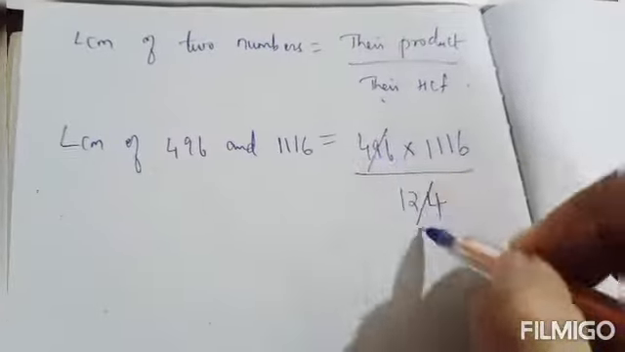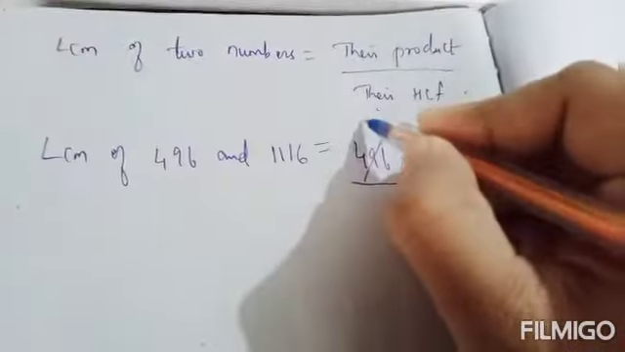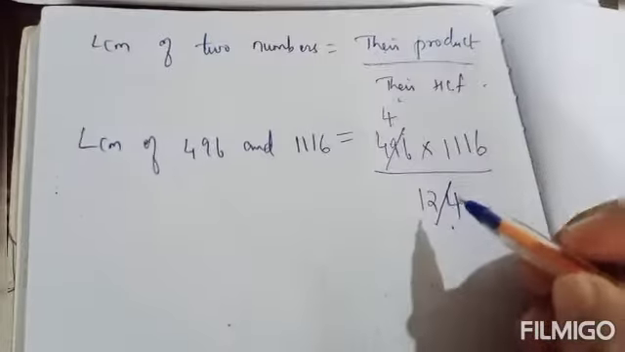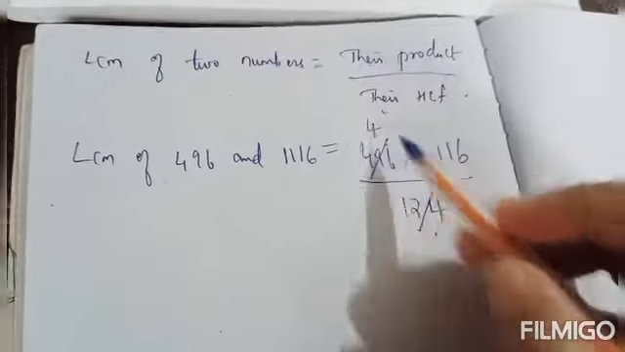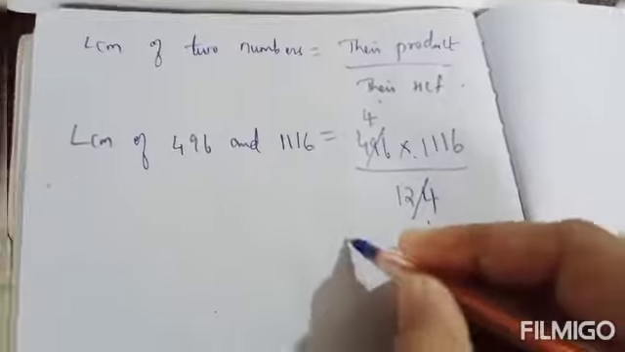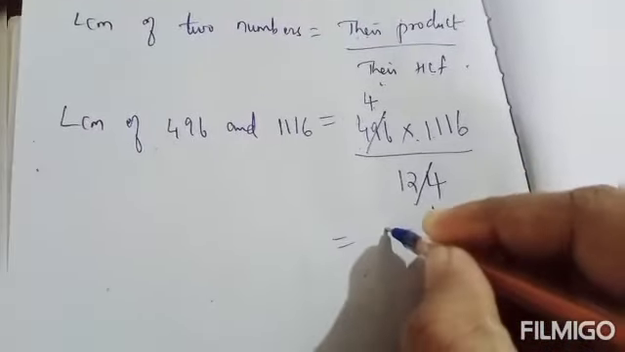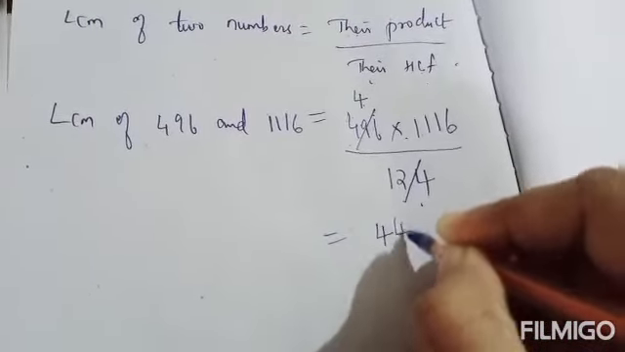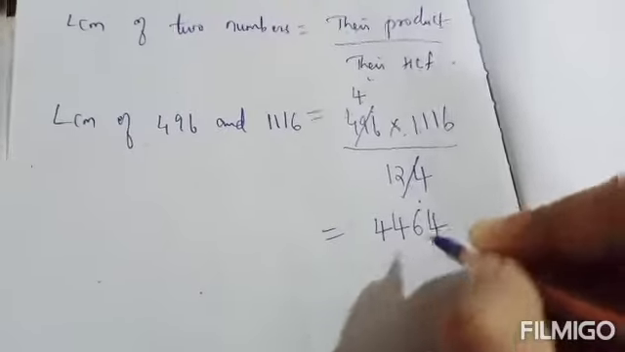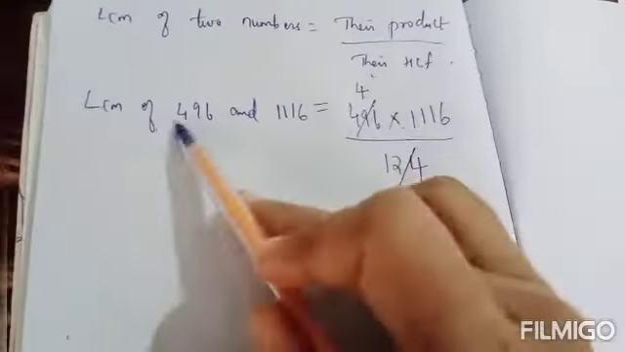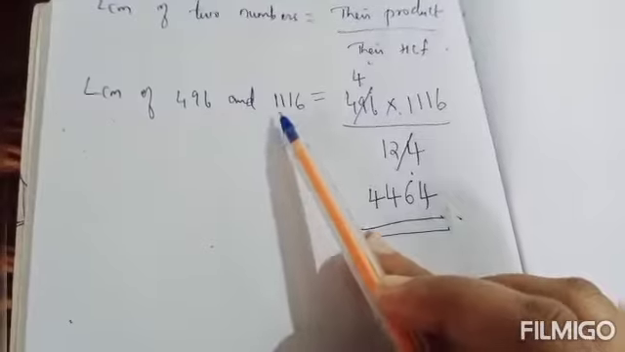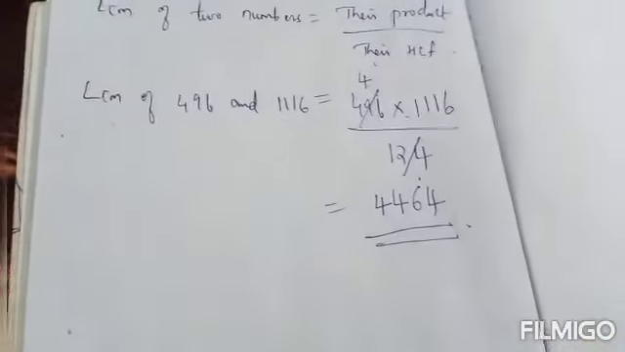So 496 into 1116 by 124. 496 by 124, you can cancel. It is 4 times. So 4 into 1116, you will get 4464. So this is the LCM of 496 and 1116.